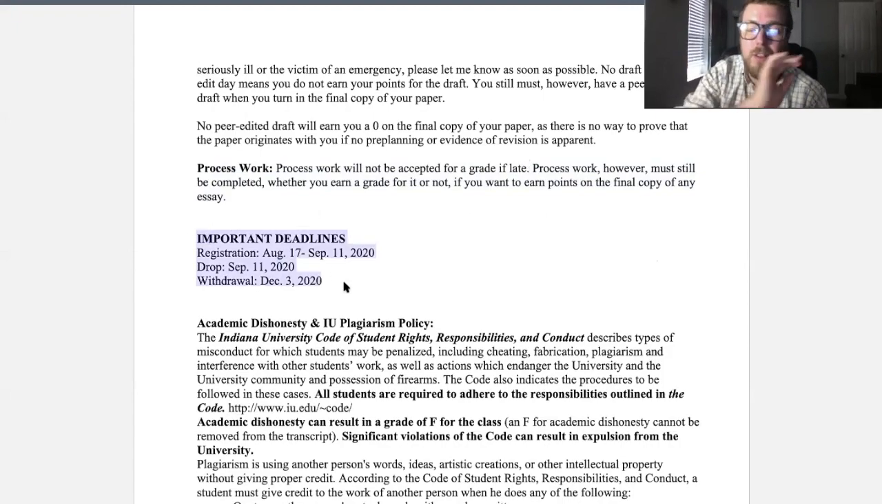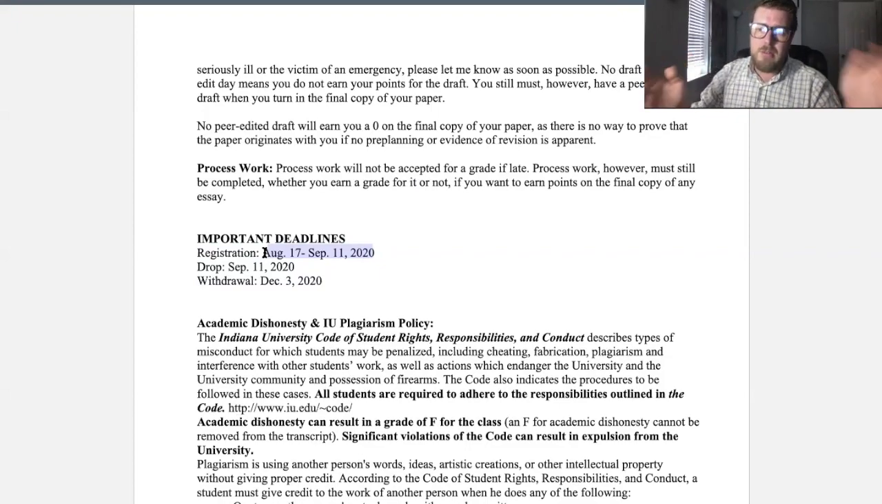Important deadlines. There is an element of this course that involves some college work, right? Since you are in a college class technically, and if you want college credit, you need to make sure that you're registering with IU. So registration has a window of August 17th to September 11th. I will provide you with links and information. You should also be getting emails from IU about this. But what that means for you is that starting August 17th until almost a month away, so you got lots of time to do this, you should be registering for this class if you want the credit.